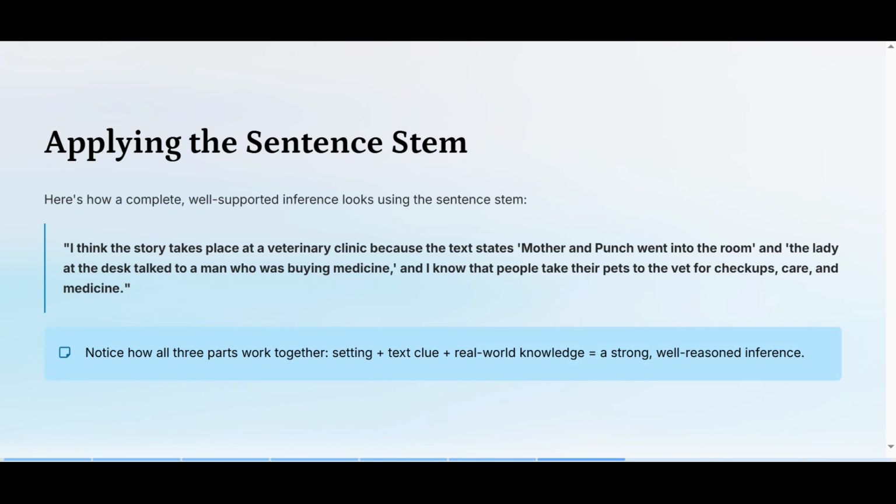Now let's apply the sentence stem. Here's how a complete, well supported inference looks using the sentence stem. I think the story takes place at a veterinary clinic because the text states Mother and Punch went into the room and the lady at the desk talked to a man who was buying medicine. And I know that people take their pets to the vet for checkups, care, and medicine. Notice how all three parts work together: the setting plus the text clue plus the real world knowledge. This equals a strong, well reasoned inference.